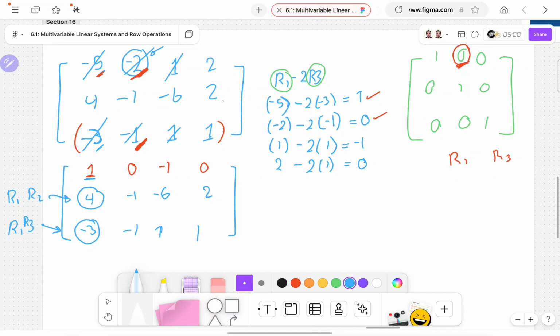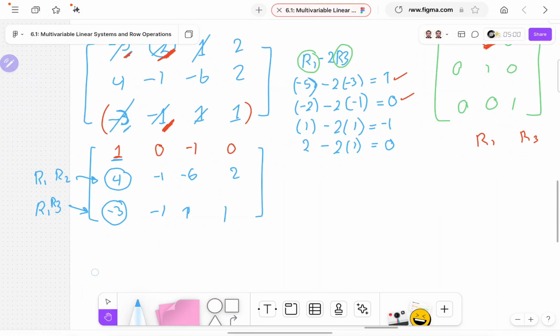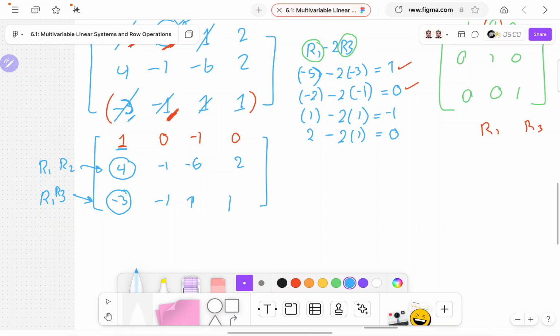So 4, negative 1, negative 6, 2. So this is row 2. Now I need to solve row 1 with row 2 to make this value equal 0. So I need to multiply row 1 by 4, then minus row 2. And for row 3 also, I can use row 1 and row 3 to make this value equal 0. So I need to multiply row 1 by 3, then plus row 3. Then I can make the value.